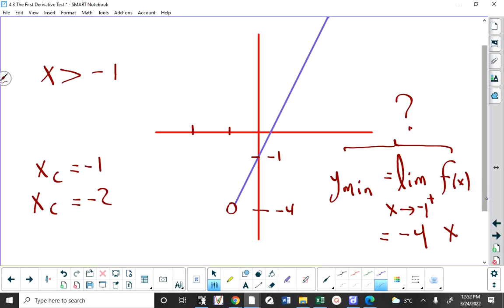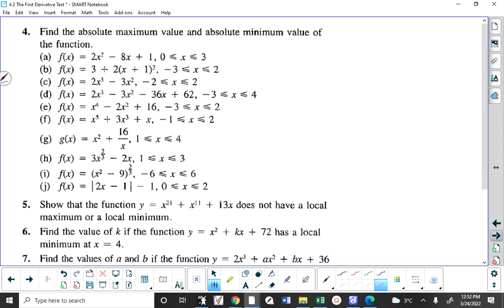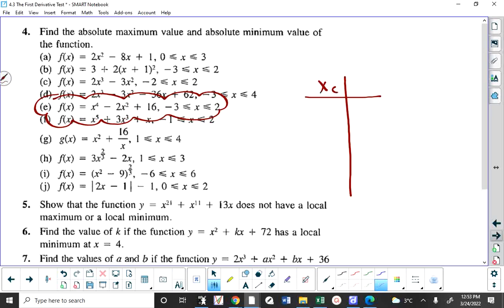Other questions? Go ahead, Arden. For E? So we have x to the 4 minus 2x squared plus 16, and it is a closed interval. And what that means, Arden, is we're simply going to make a list of all of the critical values of x, and we are going to find out what the y coordinates are at each of those critical values of x, because on a closed interval there must be an absolute maximum and an absolute minimum.